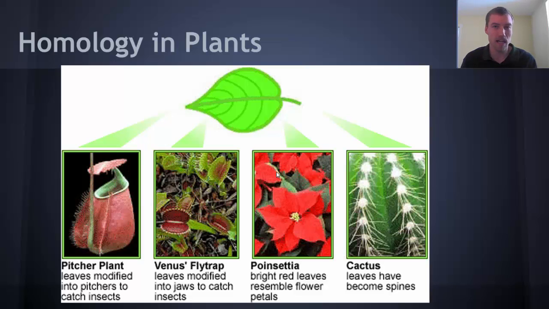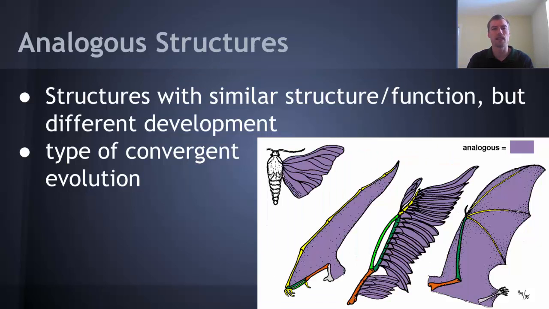Poinsettias, which you might be seeing a lot of right now, given that it is Christmas time, are bright red leaves. Those are not actually flowers. The flowers are just simply the little white pieces or yellow pieces in the center of the poinsettia. And then a cactus, the spines are actually leaves that have changed structure over time. So we see homology in a lot of different places throughout all of life.